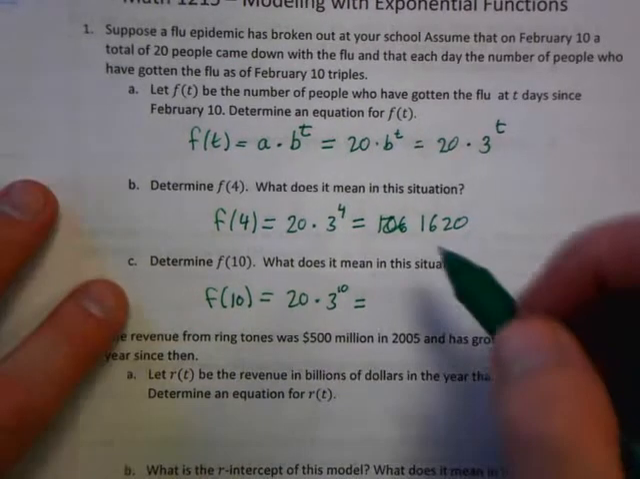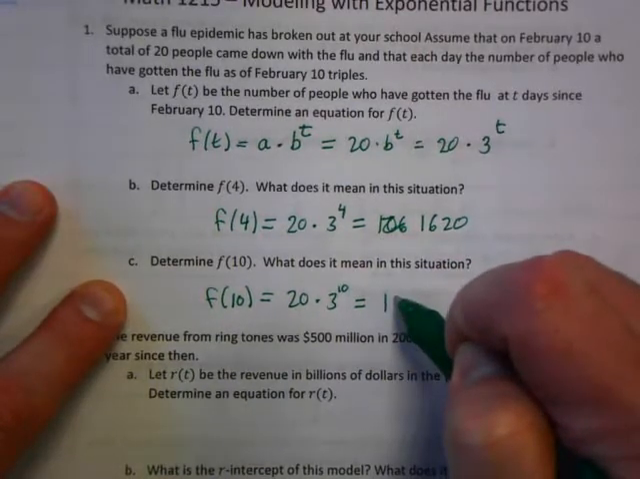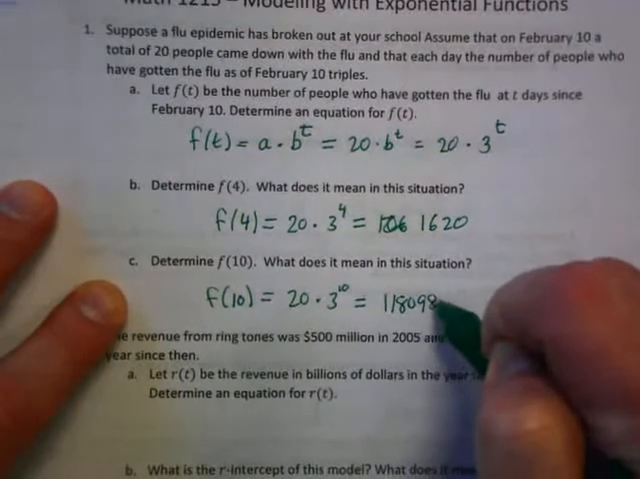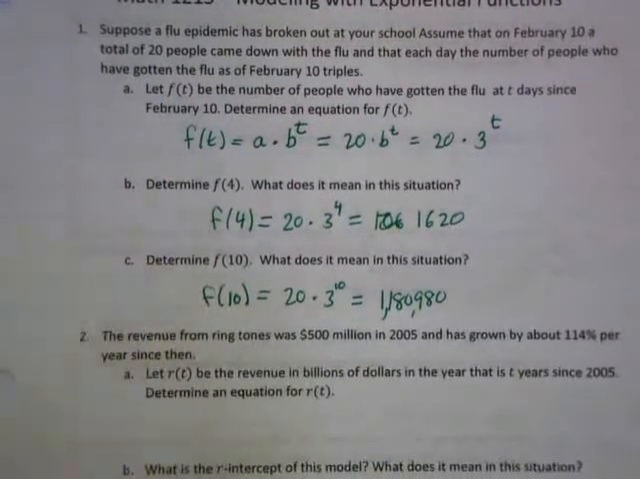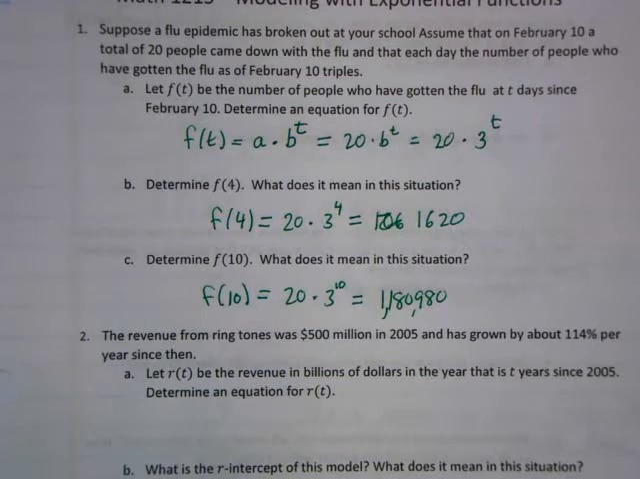What'd you get, Jessica? 1,180,980. 1,180,980. Do you think that's believable? Probably not. Why not? It's at your school. Do you think there's 1 million people at your school? No, I don't think so. So, possibly the flu spread outside of your school, and there are now 1 million people infected, but certainly not 1 million people at your school are infected. I don't think there's any school in the world that has 1 million people in it.